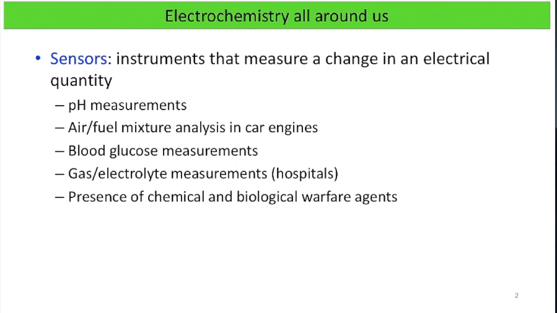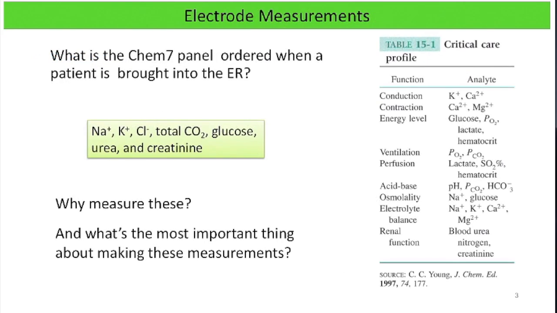They're used for blood glucose measurements if you're diabetic, and many other measurements are done by electrochemical methods. One more specific example of measurements using electrochemistry are a Chem 7 panel when a patient is brought into the ER. Now on the table to the right, you see a bunch of different components that are measured electrochemically. For example, sodium, potassium, chloride, total carbon dioxide, glucose, and so on.